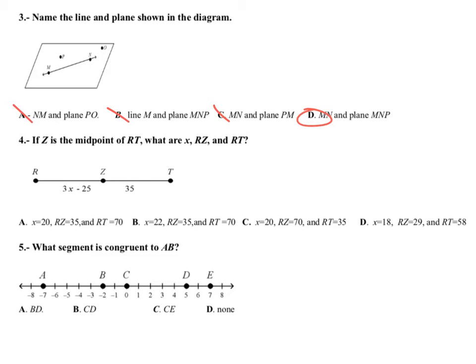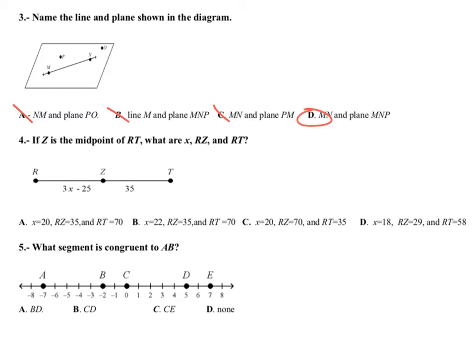So it's D. Okay. Here, if Z is the midpoint, what are X, RZ, and RT? Well, RZ is also going to be 35 if this is the midpoint, right? So that's 35. So is this as well. So that means that RZ is 35 and RT is 35 and 35, which is 70. So what we really need to do now is just calculate what X is.